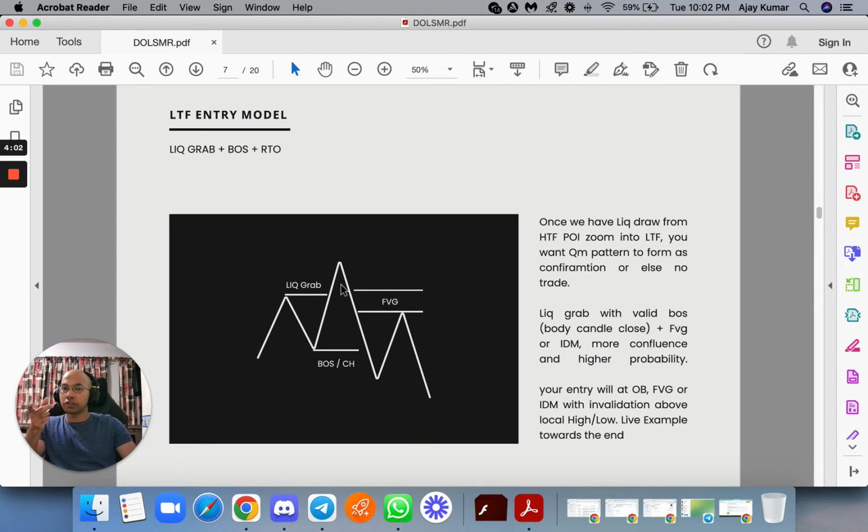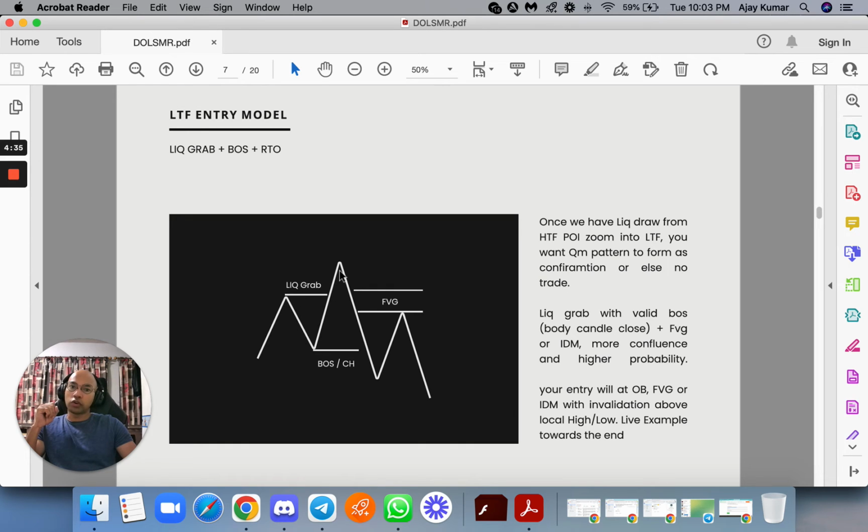And the lower time frames I would categorize as 15 minute, 5 minute, 4 minute, 3 minute, 2 minute, 1 minute, right? So once we are in the higher time frame point of interest, which is the 4 hour fair value gap, or the 4 hour equal highs, or previous day high, previous day lows, we are going to switch from the 4 hour chart or the daily chart over to the 15-minute chart or the 5 minute chart, right?